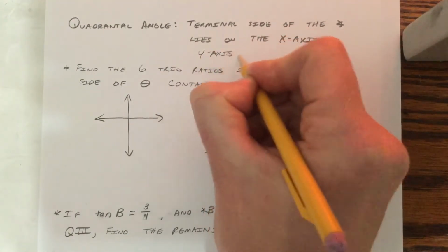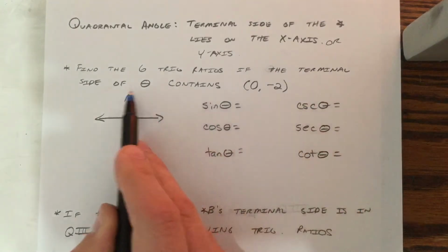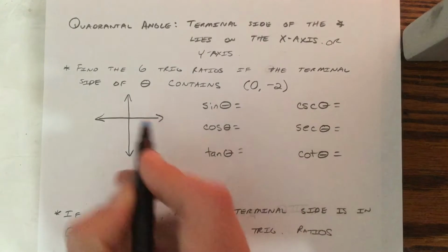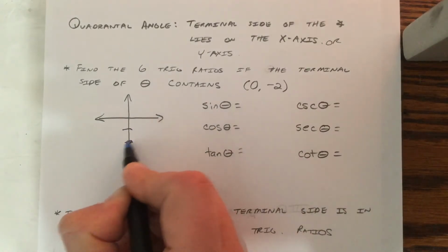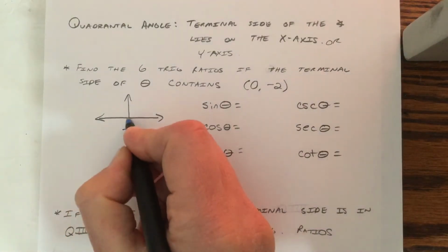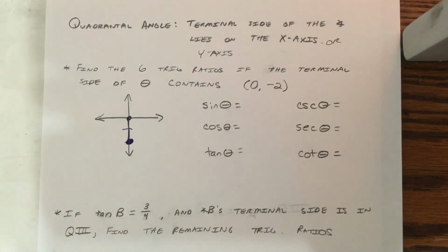So how does that impact us? Well, here we want to find 6 trig ratios, and the terminal side of theta contains the point 0, -2. Well, 0, -2 would be here. Okay, so this is a little bit different because unlike the previous problems that we saw, I can draw a line to the origin, no problem. Okay, but that at the same time also draws a line to the x-axis. So that's a little bit different in this case.